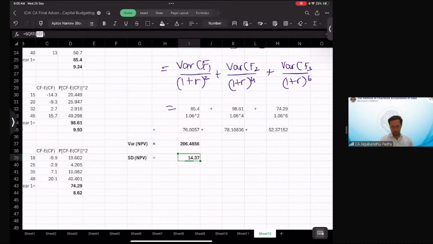Right? So 14.37 is the standard deviation for the NPV. Now, one question may arise, sir: why do we need to compute the variance first and then the standard deviation? Why should we compute the variance and then the standard deviation? Because it's a statistical rule, guys.